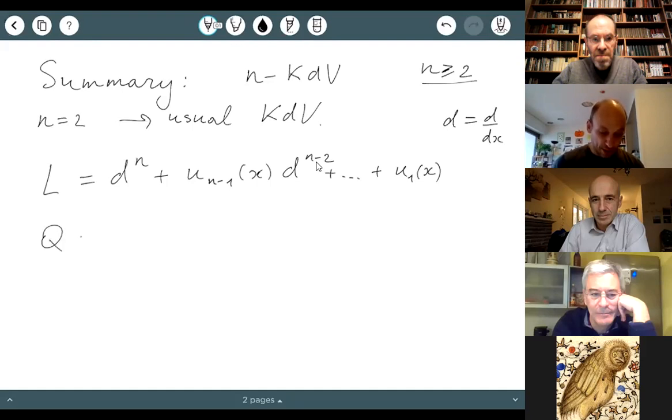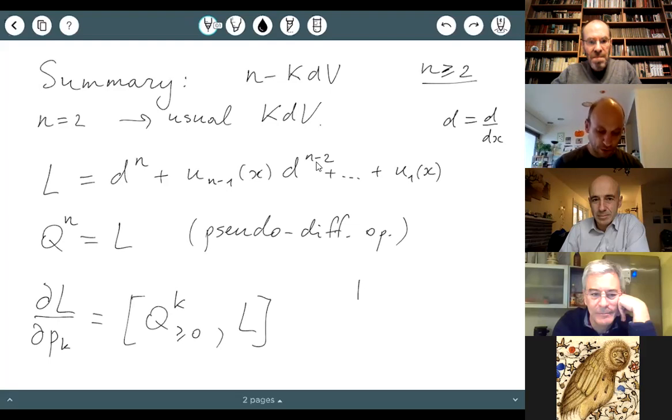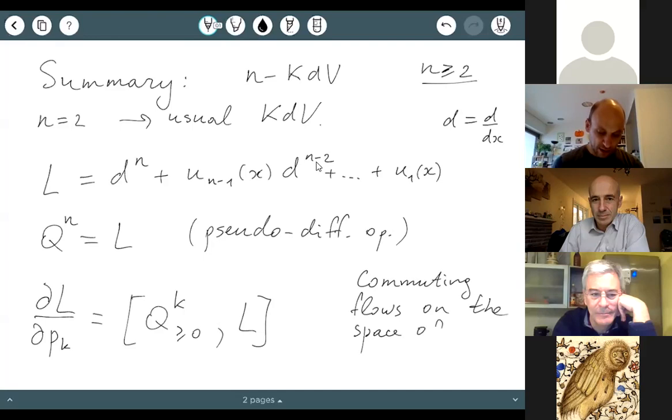Then you build the pseudo-differential operator Q such that Q to the n is equal to L, so the nth root of L. And this is a pseudo-differential operator. And you define the flows dL over dp_k equals the commutator of the positive part of Q to the power k with L. And that gives you commuting flows on the space of n minus one tuples of functions. So this is what is called nKdV.